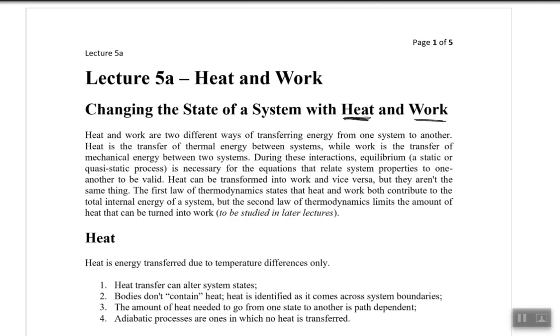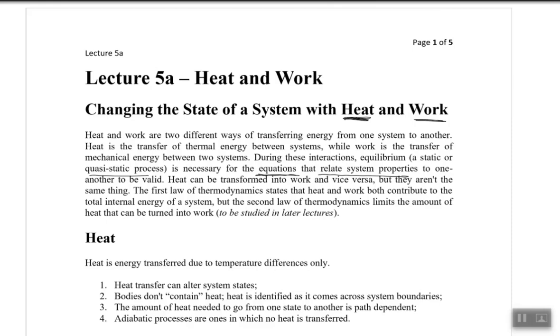Heat is transfer of thermal energy between the systems, while work is transfer of mechanical energy between the two systems. During these interactions, as we said in a process as well, the equilibrium or quasi-equilibrium process would be necessary if we want to define the equation that would relate to the system properties. As said, a system would only be defined when we are talking about the equilibrium or quasi-equilibrium process. Heat can transfer into work, and work can be transferred to heat, but they aren't the same thing.